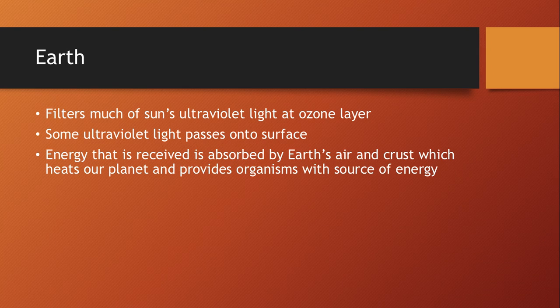So on Earth, the Earth filters much of the sun's ultraviolet light at the ozone layer. However, some of the ultraviolet light will pass onto the surface of Earth. The energy that is received by Earth is received from the sun by the Earth's air and crust, which will heat our planet and provide organisms with a source of energy. And that energy is required for life on Earth.